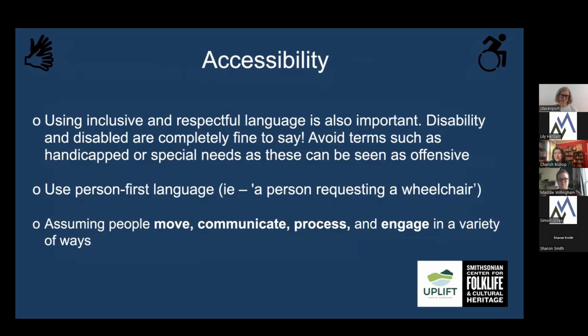But that's also including inclusive and respectful language. So when you're talking about this and talking with people, you're not using offensive terms such as handicapped or special needs.